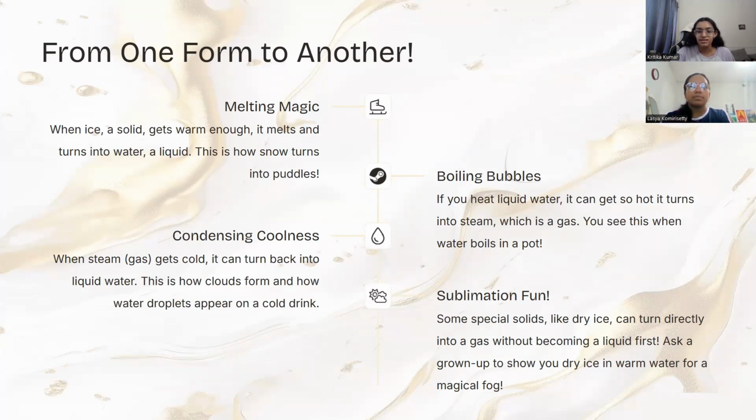Boiling bubbles. If you heat liquid water, it can get so hot that it turns into steam, which is a gas. You see this when water boils in a pot.